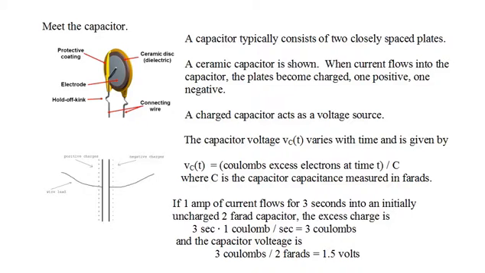The voltage supplied by a charged capacitor equals the coulombs of excess electrons on one plate divided by the capacitance of the capacitor measured in farads. So if 1 amp of current flows into an initially uncharged 2 farad capacitor for 3 seconds, the capacitor will have 3 seconds times 1 coulomb per second excess electrons on one of the plates, and the voltage across the capacitor terminals will be 3/2 or 1.5 volts.